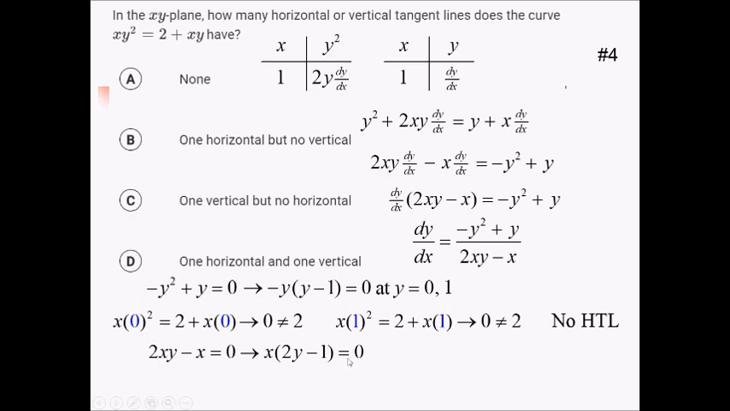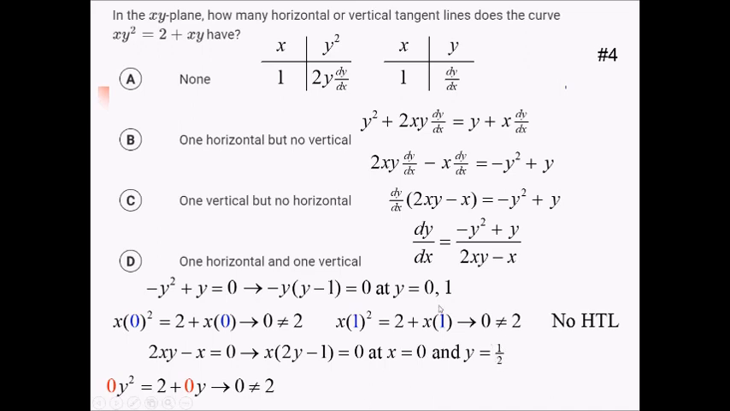Setting each of these equal to 0, I see that I have solutions where x equals 0 or y equals, let's see, add 1, divide by 2, so 1/2. I have to check both of these. Let me plug in 0 for x first. So that would be 0 times y squared equals 2 plus 0 times y. Well, that's just going to be 0 equals 2, which it doesn't. This seems to be coming up quite a bit here. So x equals 0 is not the location of a vertical tangent line, but 1/2 might still work if we plug it in for y.